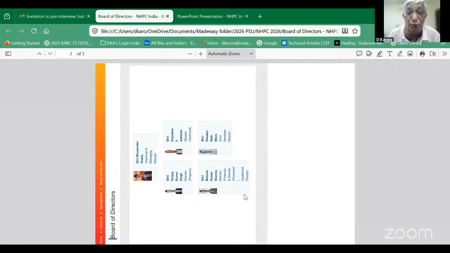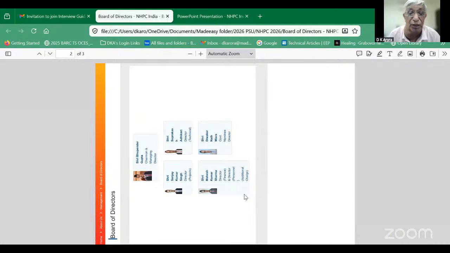The name of the director projects is Sanjay Kumar Singh, and the name of director technical is Mr. Adhikari. Then we have director finance and director personnel. This person, Mr. Mahesh Kumar Sharma, is holding additional charge of director personnel. He is the director finance as well as director HR. And there is a government nominee director, name is Mr.